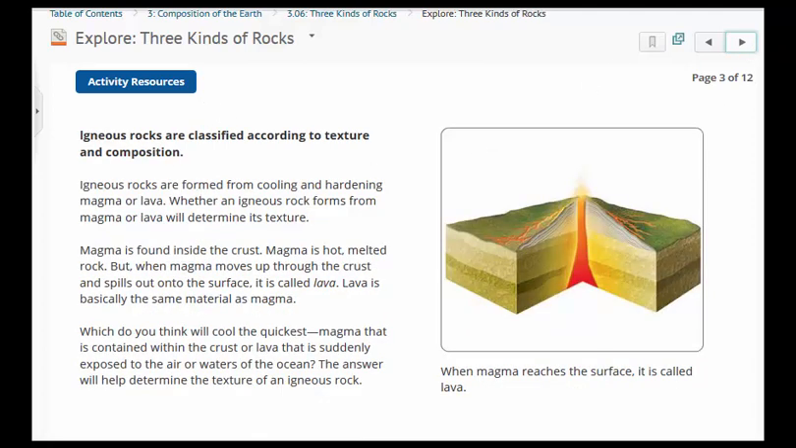Igneous rocks. Let's start with them. A volcano erupts and lava cools. When magma reaches the surface, it's called lava. Then lava cools and forms a rock. This rock is called an igneous rock. Take a moment to write that down. An igneous rock is formed by the cooling of lava.